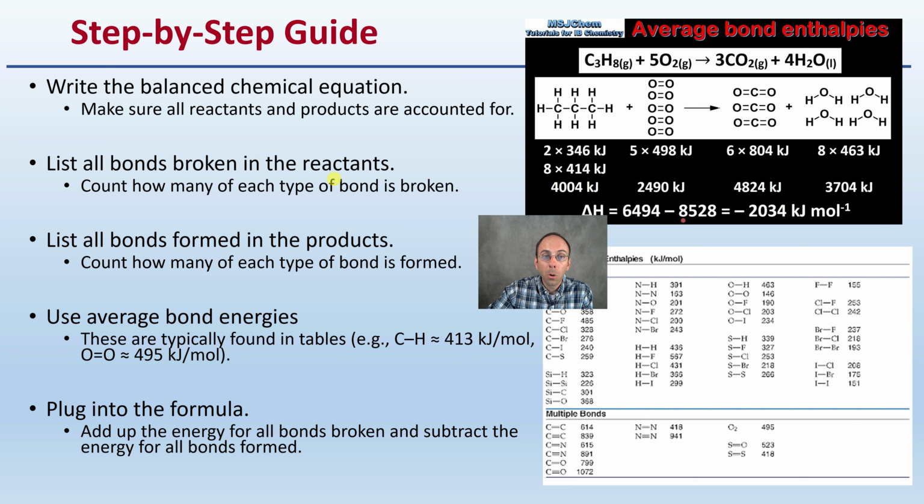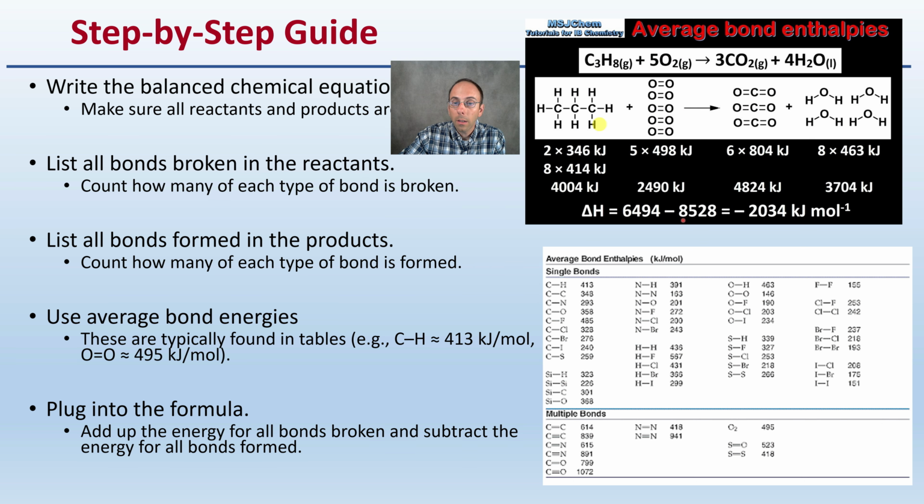List all the bonds broken in the reactants. Count how many of each type of bond is broken. So looking at this stepwise example, seeing bonds being broken, this is our reactant side, this will be our product side. You will likely have to go to one of these charts here to look at the energies, and then you want to account for how many of each type of bond you have.